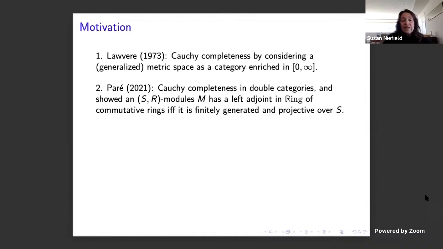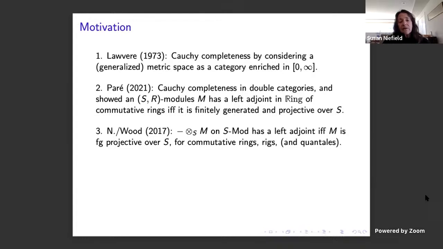Okay. Now that condition, finitely generated projective, is well known to be a condition for tensoring with an S-module, S a commutative ring, to have a left adjoint. And in a 2017 paper with Wood, we went through a general proof that had not just commutative rings for tensoring having a left adjoint, but commutative rings, rigs, and commutative quantales as corollaries from the same theorem. And for commutative rings and rigs, the condition is finitely generated projective. For quantales, you drop the finitely generated.